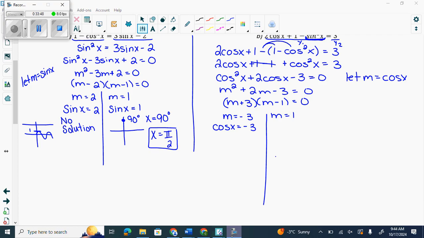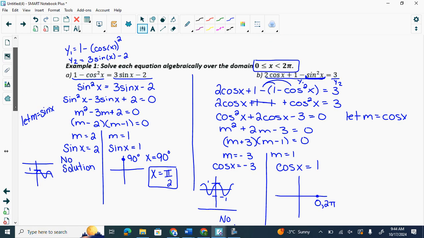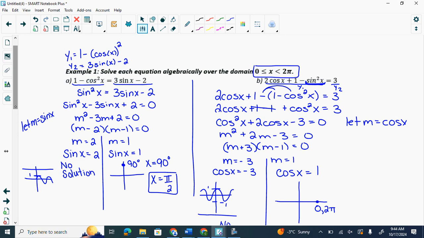Thank you. Okay, so the cos x graph actually looks like this. This is 1, this is negative 1, and then negative 3 is like this, right? So no solution. But it only works with sine and cosine. This one is cos x equals 1. Where does cos x equal 1? 0 and 360 or 0 and 2 pi. Then I have to go back and look. Which one's included? 0. Which one's not? 2 pi.